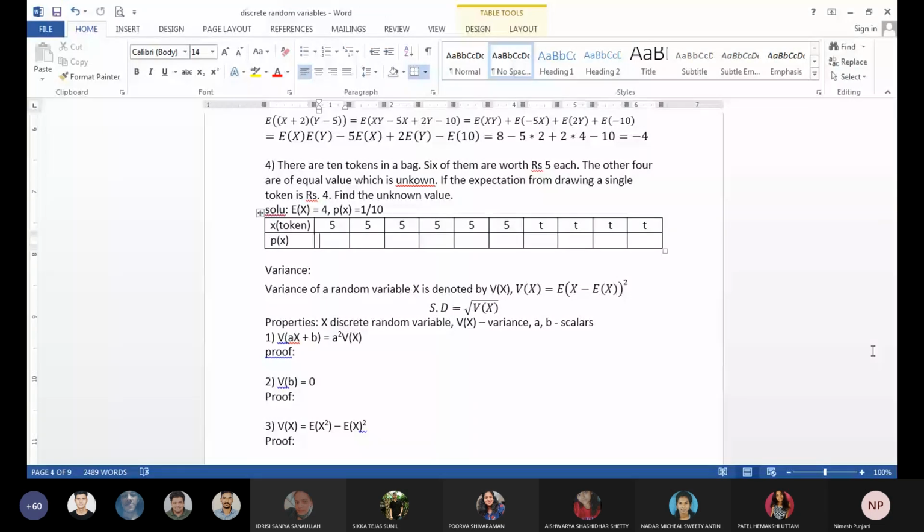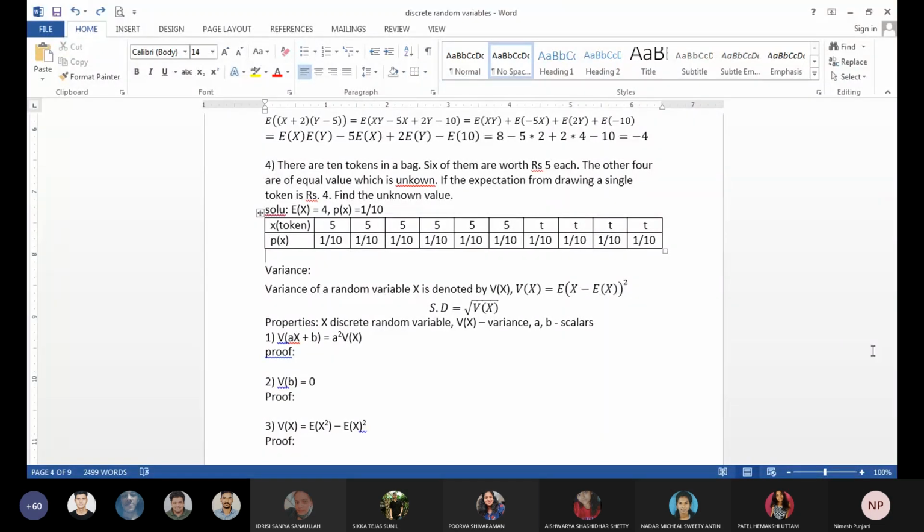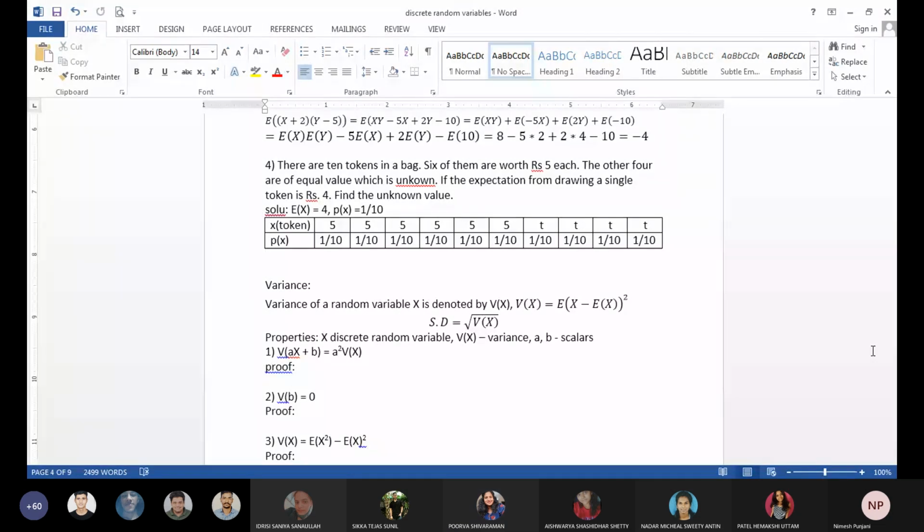Each of them has the probability 1 by 10. Right? Each of them has the probability 1 by 10 because that is what is given in the question. So this table is clear, I suppose. Yes, sir. What we have to find? We have to find the value of T. Right? We have to find the value of T. So uske liye what we will do is we will take the help of the expected value.